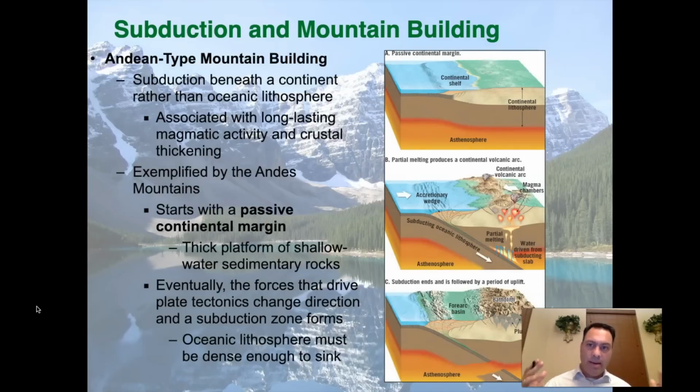Let's talk about Andean type mountain building. This is where there's a slightly different plate tectonic setup. In this case, subduction beneath the continent occurs rather than oceanic lithosphere. And this is associated with long-lasting magmatic activity and crustal thickening on planet Earth. And so we see this in the Andes Mountains, which is what it's named for. In fact, we say this right here, exemplified by the Andes Mountains.